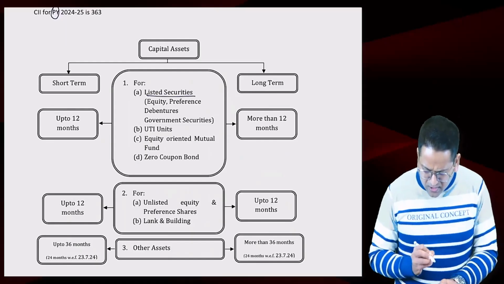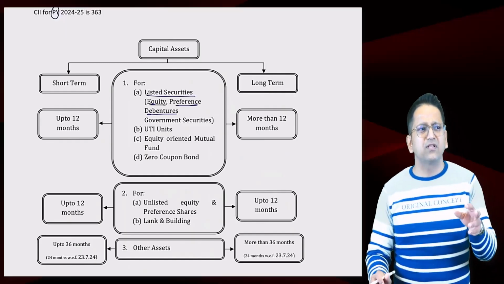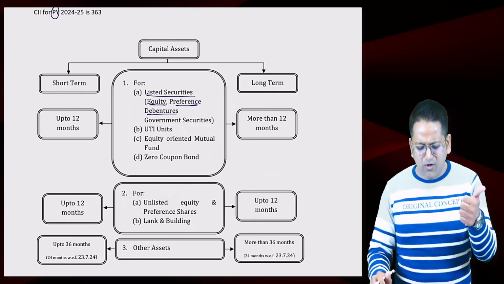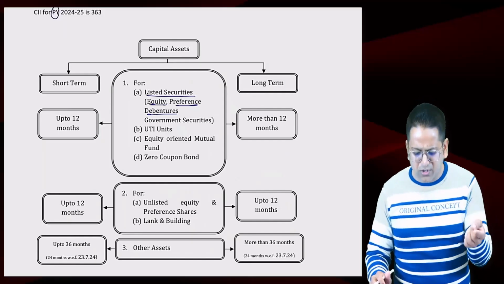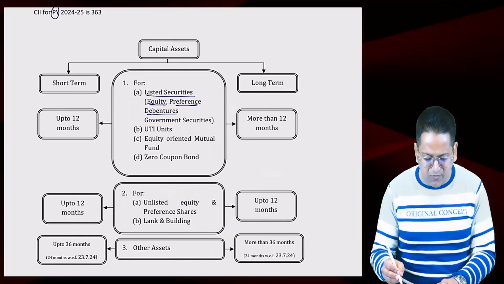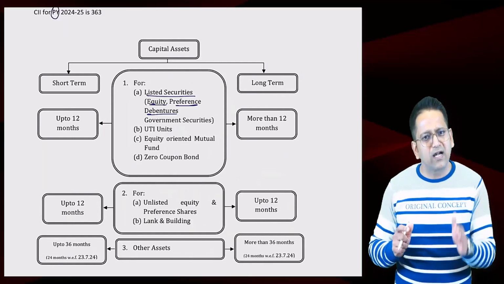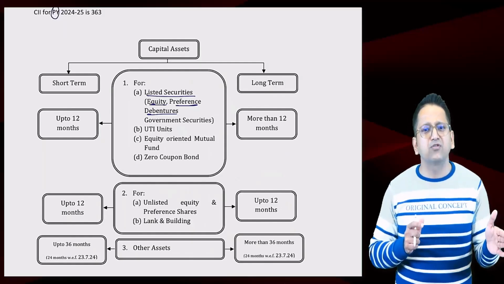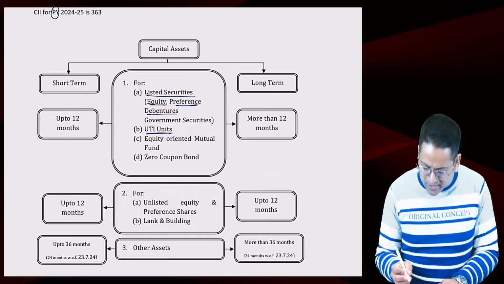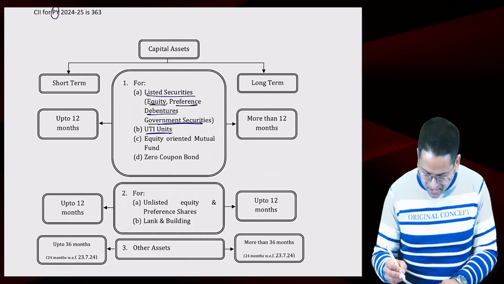Listed securities, whether they are equity or preference debentures. Listed securities are those securities that are listed on a stock exchange. So how does the bifurcation of short term and long term happen? More than 12 months. If it is 12 months and 1 day, then it will be long term. If it is exactly 12 months or less, then short term. Okay. UTI units. Even government securities, if they are listed, also fall under the same category.